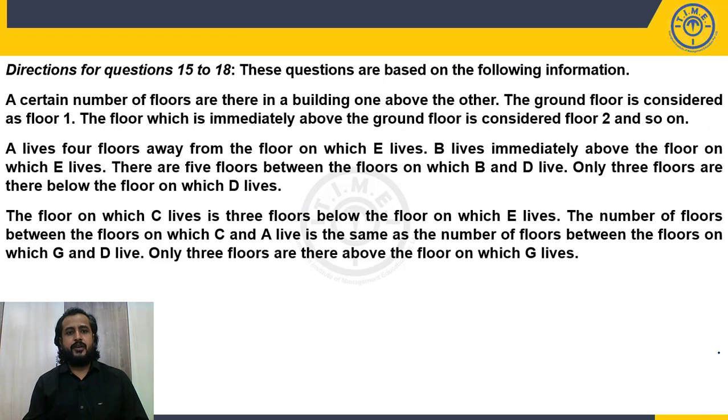Next, 15 to 18. Certain number of floors. A certain number of floors are there in the building, one above the other. The ground floor is considered as floor 1. The floor which is immediately above the ground floor is considered floor 2, and so on. So we don't know how many floors are there.